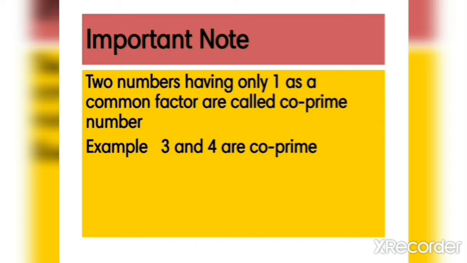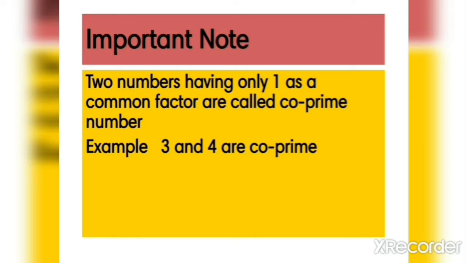Important note to remember: two numbers having only one as a common factor are called co-prime numbers. Example: 3 and 4 are co-prime numbers. In previous examples we have seen 4 and 5 are co-prime numbers. In this way, two numbers having only one as a common factor are called co-prime numbers.